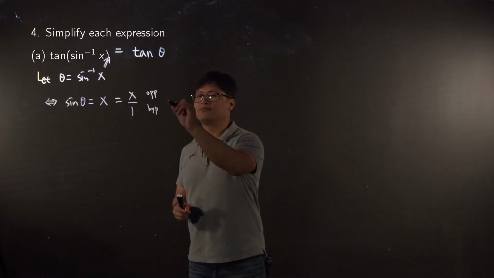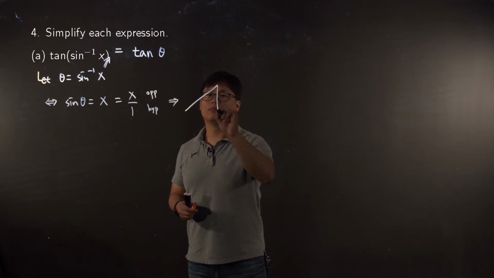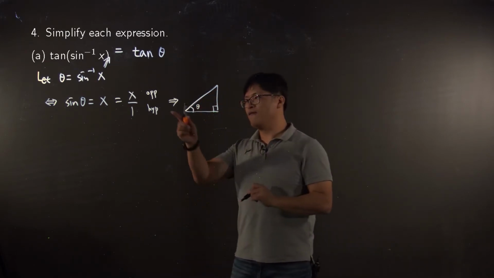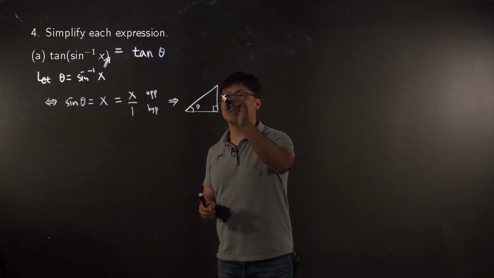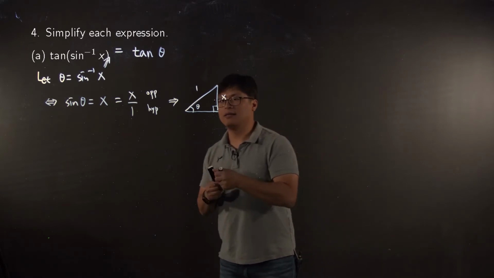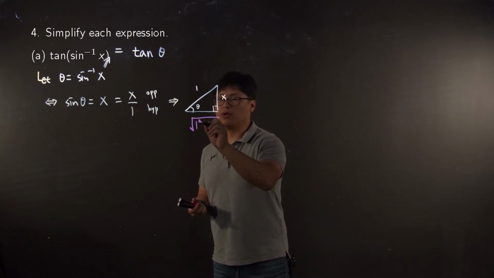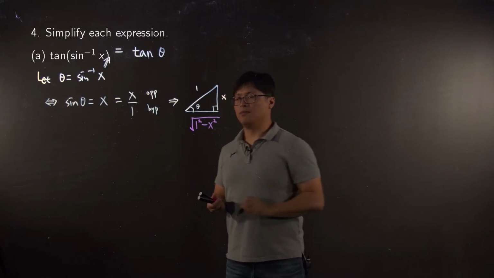And with this one, there we go. A right triangle with angle theta. And we found opposite is x and hypotenuse is 1, right? Then by the Pythagorean theorem, we can easily find the adjacent side, okay? Which is the square root of hypotenuse squared minus opposite squared, okay?